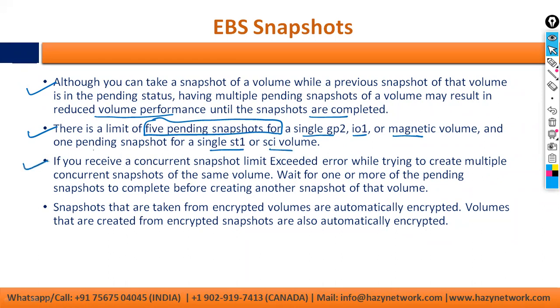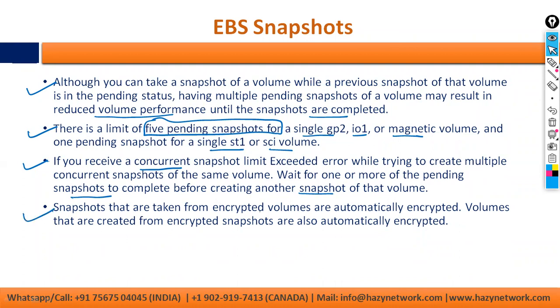No worry. If you receive a concurrent snapshot limit exceeded error while trying to create multiple concurrent snapshots of that same volume, wait for one or more of the pending snapshots to complete before creating another snapshot of that volume. AWS says that if you're taking snapshots, take one snapshot, wait for it to finish, and then create the new one for better performance.